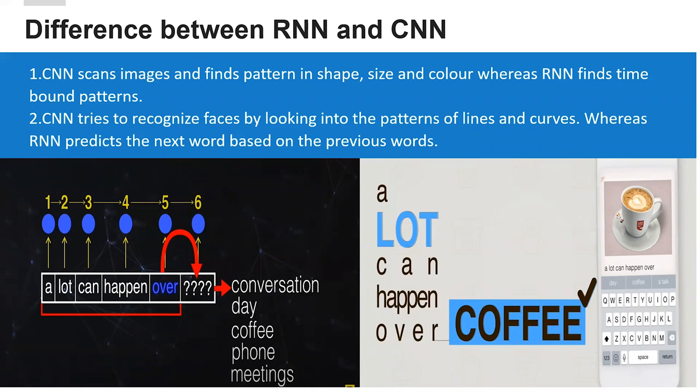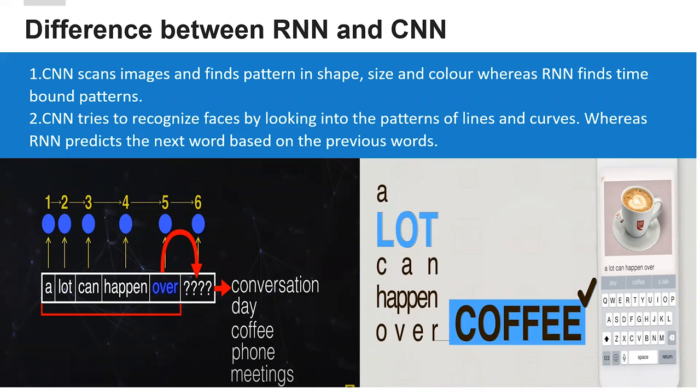Now, CNN tries to recognize faces by looking into the patterns of lines and curves, whereas RNN predicts the next word based on the previous words, because, as I said, RNN has a very good feature or USP wherein it remembers what has happened in the previous level. For example, if you type over WhatsApp, a lot can happen over, then a blank, someone will see conversation, word, day, coffee, phone or meetings, right? You can try it on your own now on WhatsApp, and you'll probably see what it ideally gives you as an option, right?